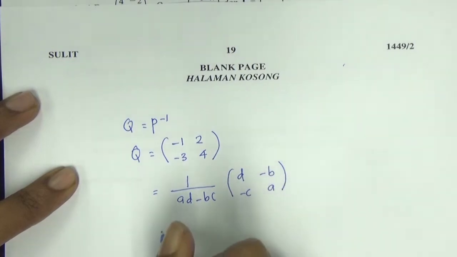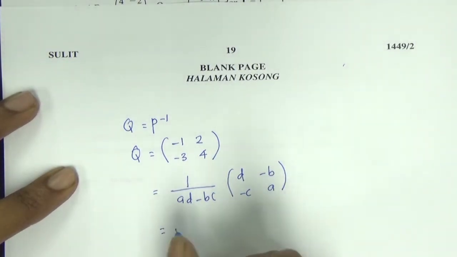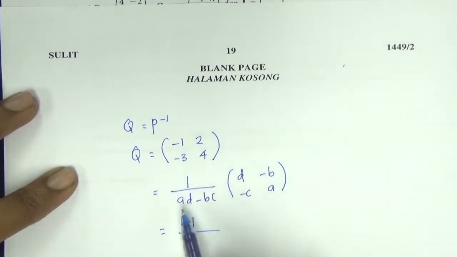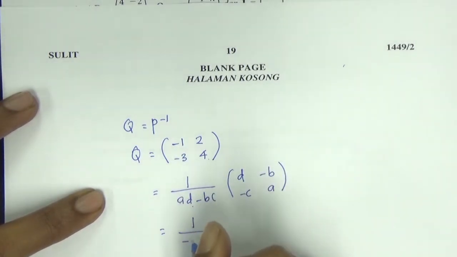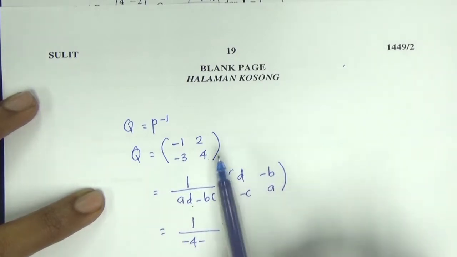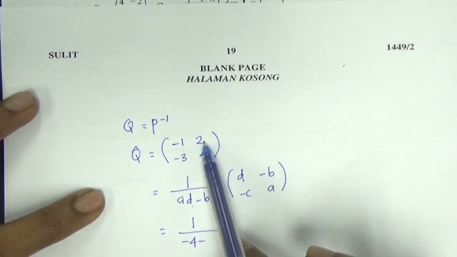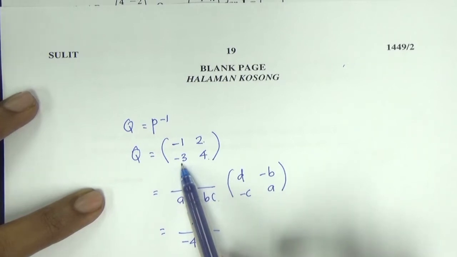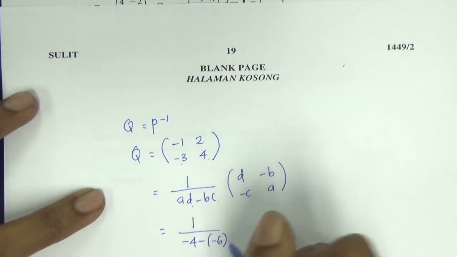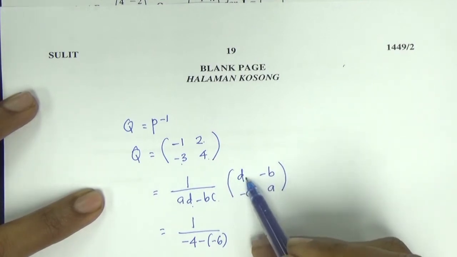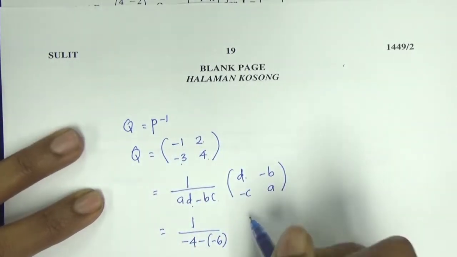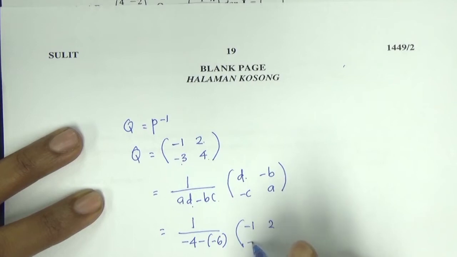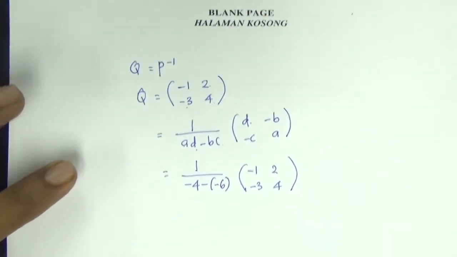Okay. So from here we can see 1 over AD. So A is negative 1 times D, 4. So we will get negative 4, minus BC. 2 times negative 3, we will get negative 6. So negative 6. Then we can apply D is D. We can apply this fact because we already inversed the Q. So negative 1, 2, negative 3, 4.